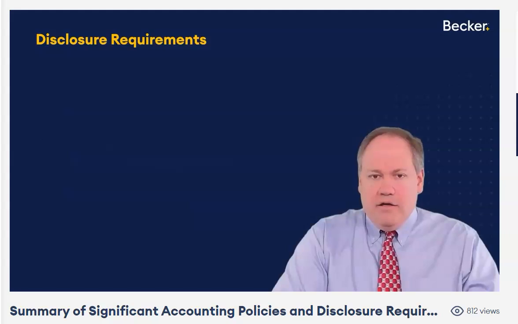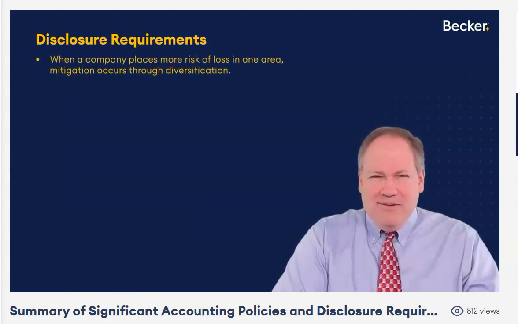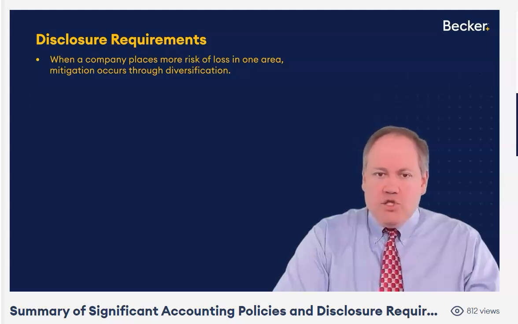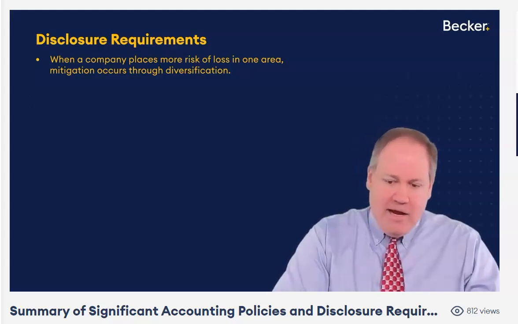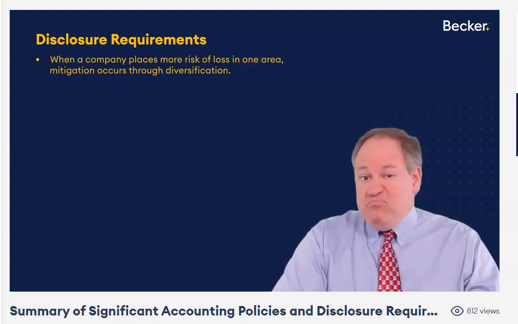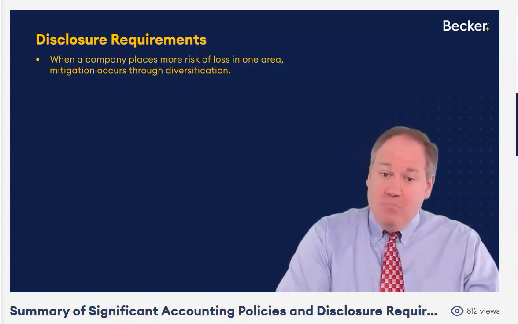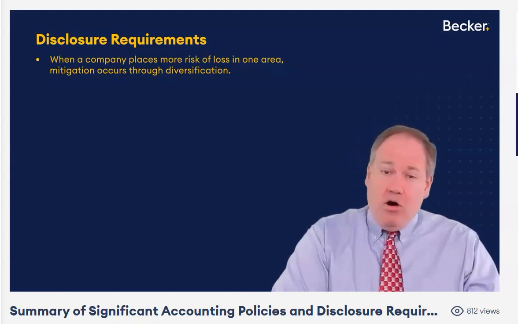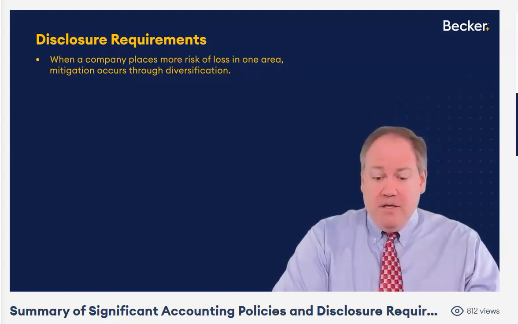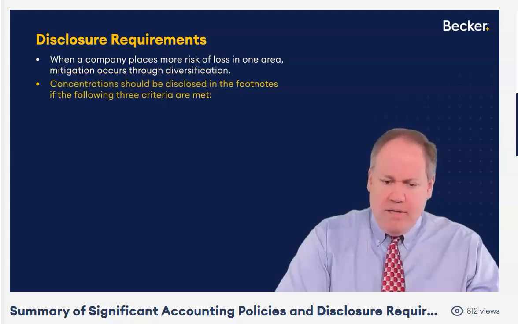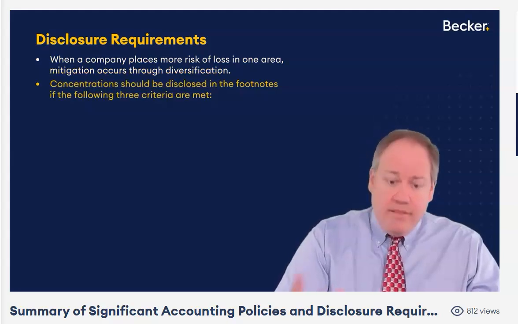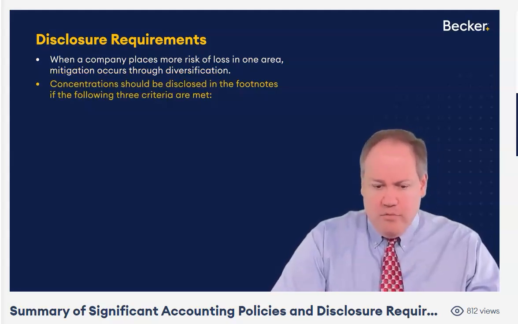All right, another area of interest to the reader is, I call it the eggs in one basket scenario, right? Has the company placed so much risk in one area that presents a risk that, moreover, could be offset if they diversified? So when does this have to be disclosed? Well, there's three main requirements. If these criteria are met, then that concentration of risk should be disclosed.